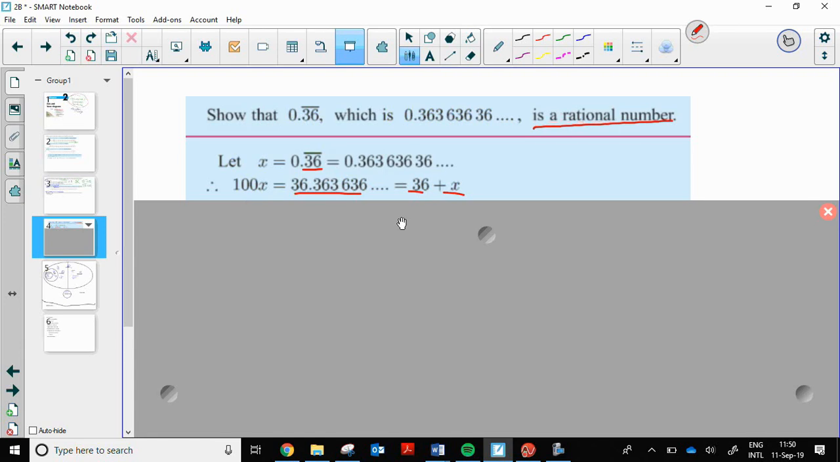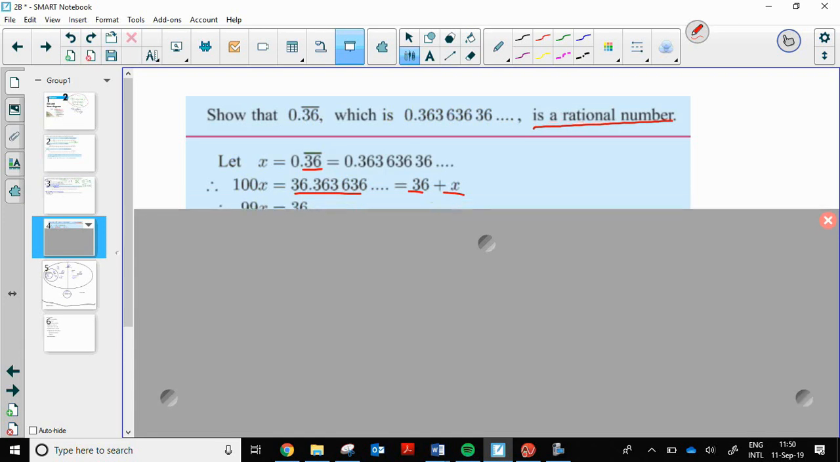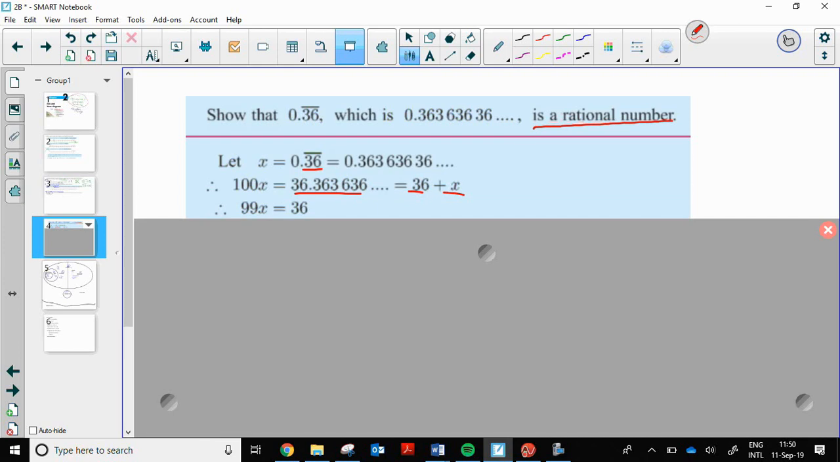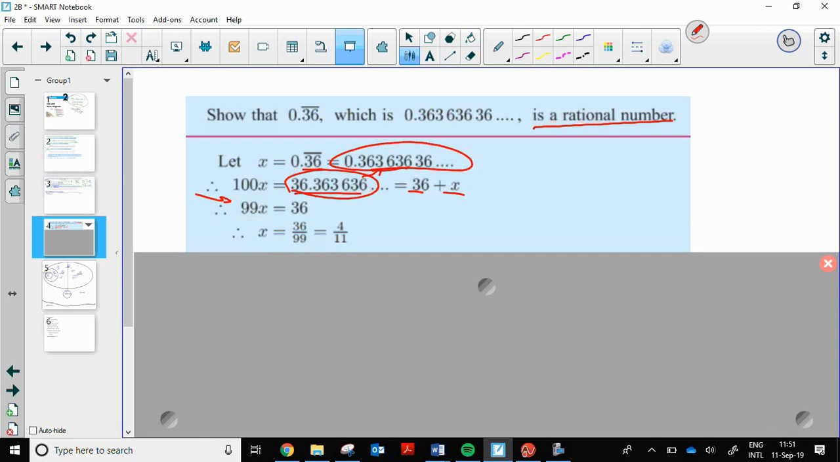And what we're going to do now is subtract. We're going to do 100x minus x. And 100x minus x is clearly going to be 99x. And when we subtract this repeating decimal minus the repeating decimal, well, all that's left over is the 36, which means that x has to be equal to 36 over 99, which is equal to 4 over 11.